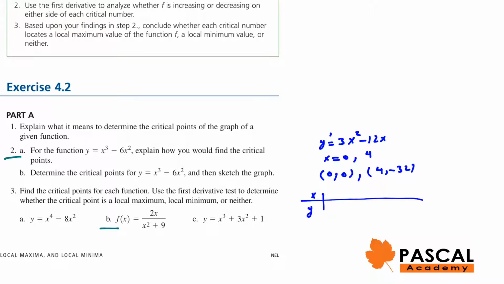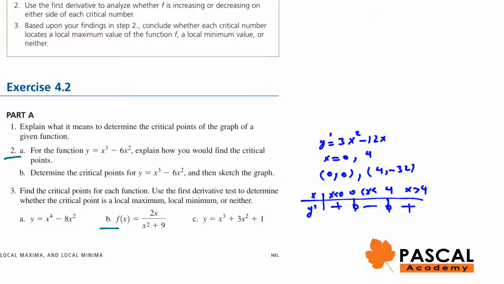For x and y prime, at 0 and 4, derivative is 0. For x less than 0, derivative is positive. For x between 0 and 4, derivative is negative. And for x more than 4, it is positive.